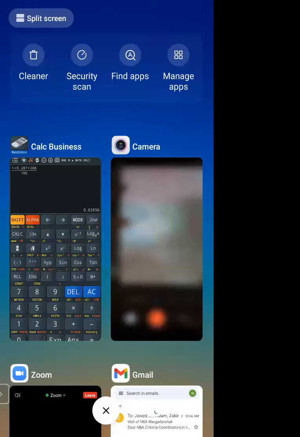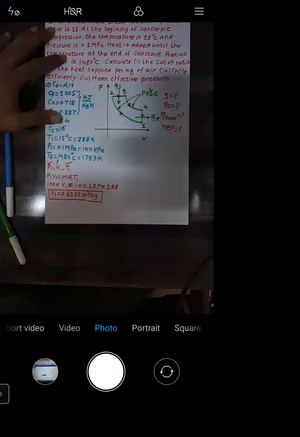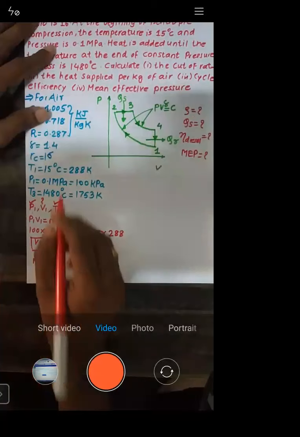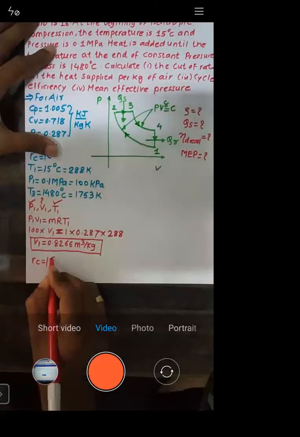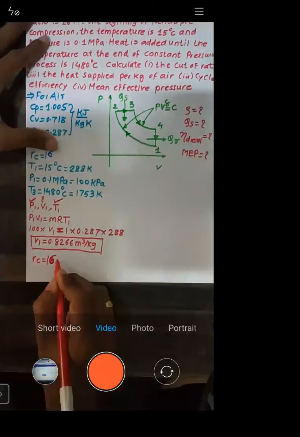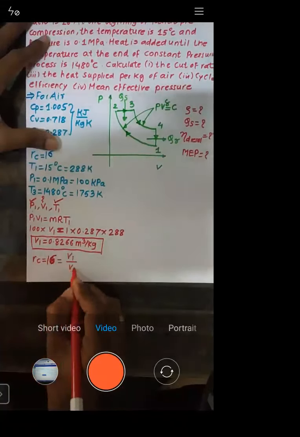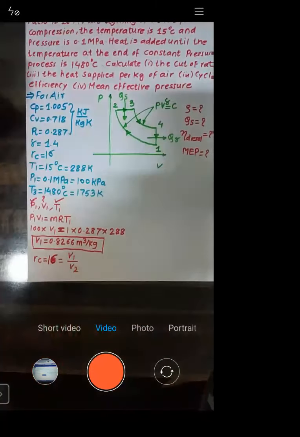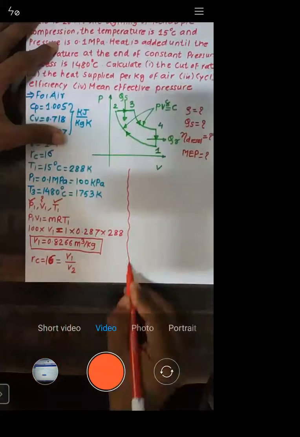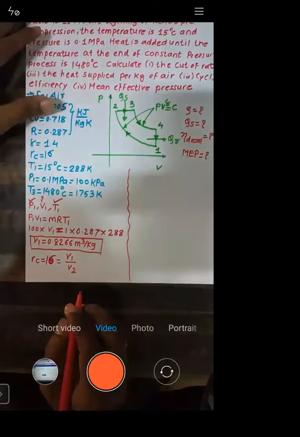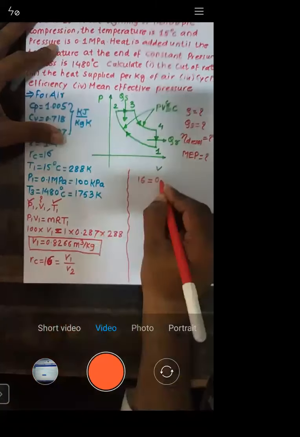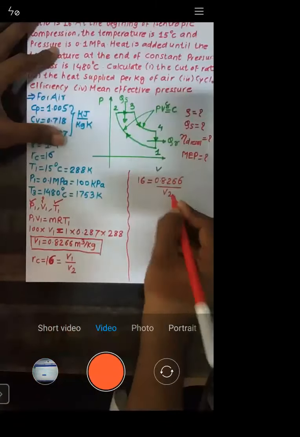Now we have the value of V1, and now we need V2. The compression ratio RC is given as 16. What is the compression ratio? It's the volume before the compression to the volume after the compression. So 16 is given by V1, which is 0.8266, divided by V2. Now I will calculate V2.